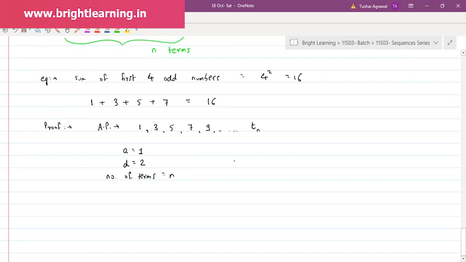So Sn is equal to n upon 2, that is number of terms upon 2 into 2a, 2 into 1, plus n minus 1 into d. What is d? d is equal to 2. So this turns out to be n upon 2 into 2 plus n minus 1 into 2. So this is 2n minus 2. Can you see that this turns out to be n upon 2 into 2n, which is nothing but n square.